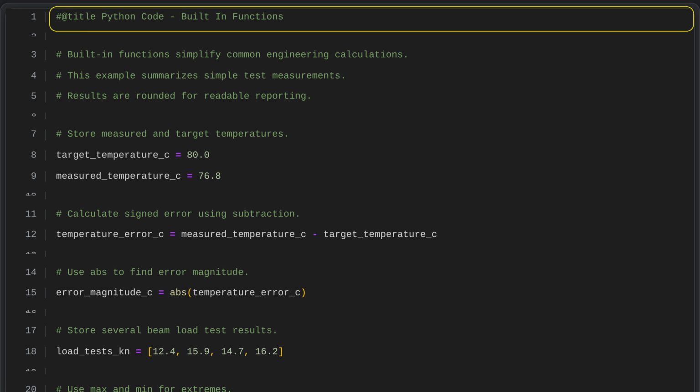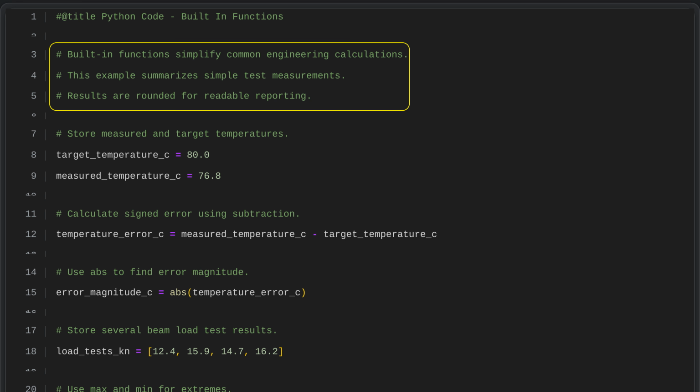Python code, built-in functions. Built-in functions make common engineering calculations easier. In this example, they are used to summarize simple test measurements with results rounded for clear reporting.